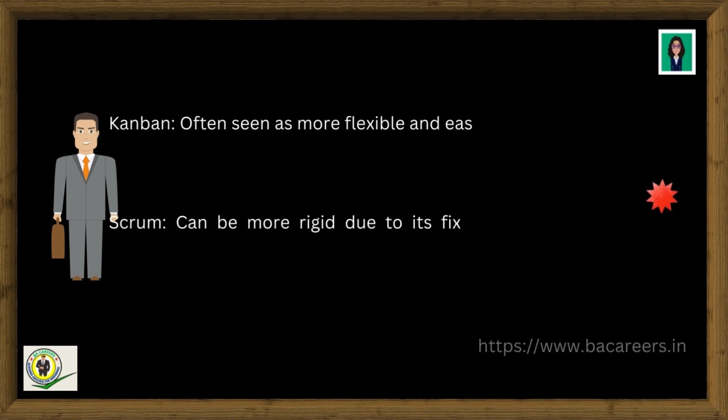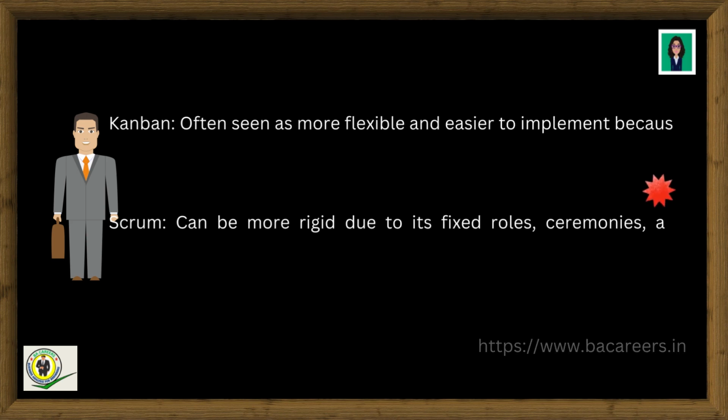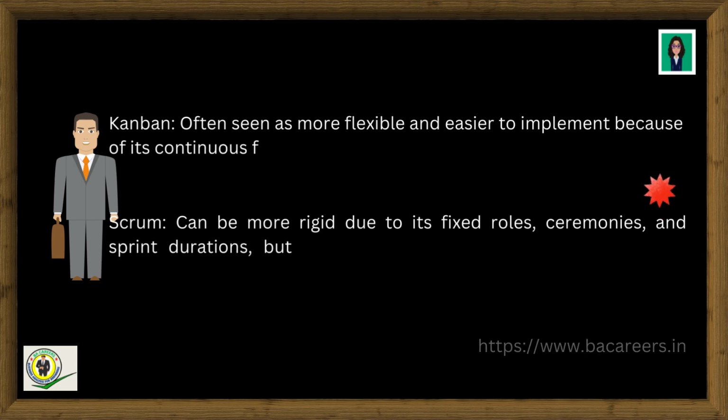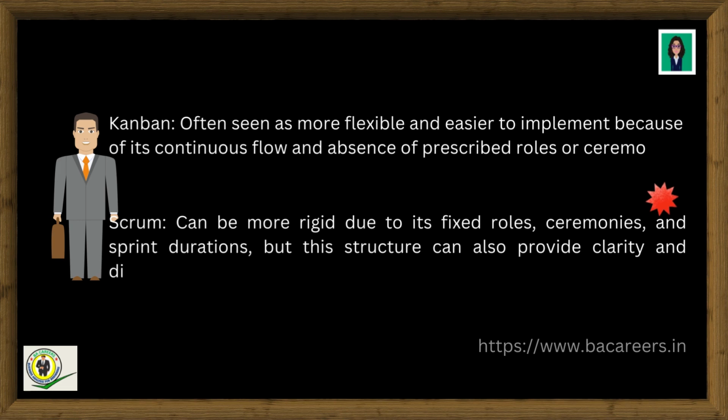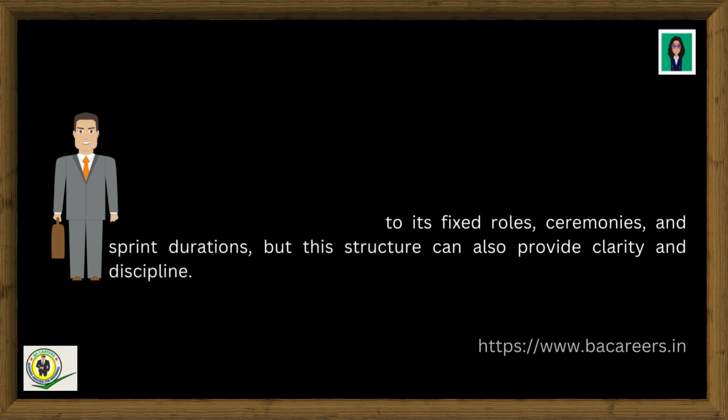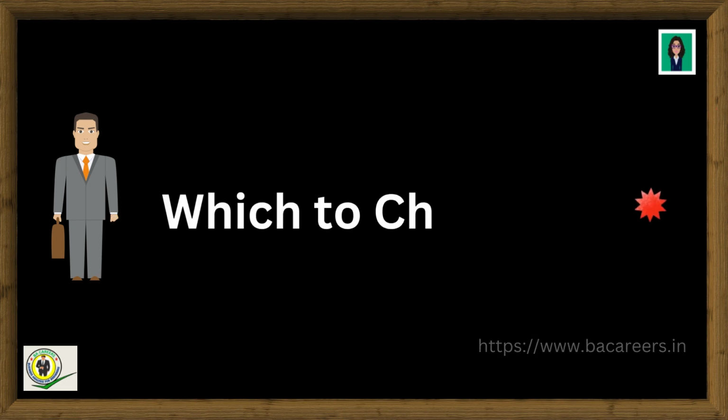8. Implementation. Kanban is often seen as more flexible and easier to implement because of its continuous flow and absence of prescribed roles or ceremonies. Scrum can be more rigid due to its fixed roles, ceremonies, and sprint durations, but this structure can also provide clarity and discipline.